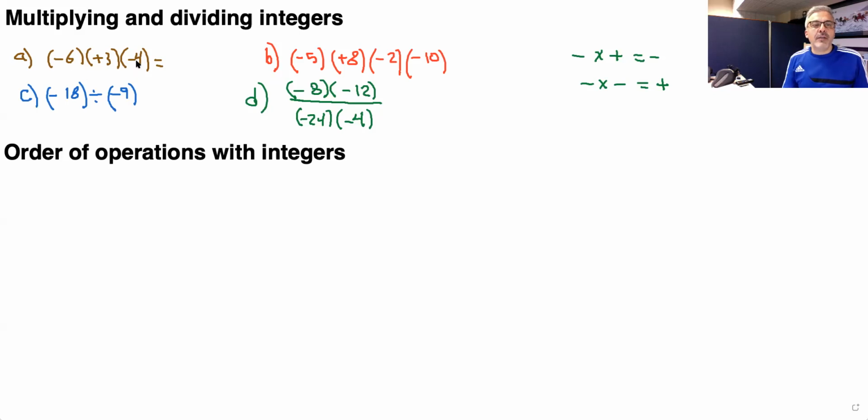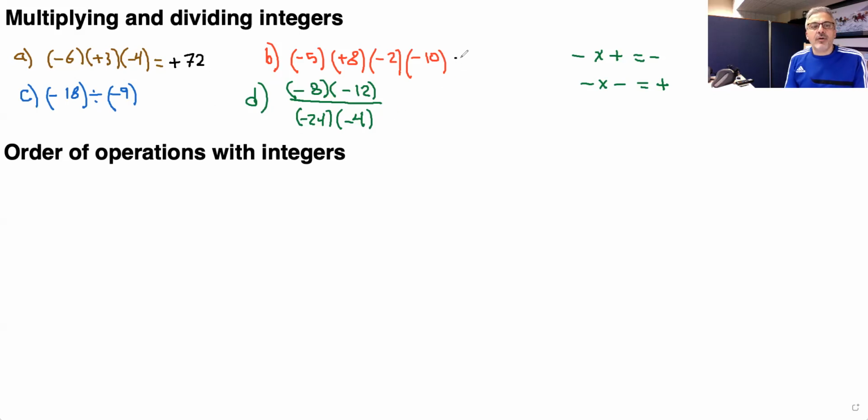So here, if we look at how many negatives we have, 1, 2. So that's an even number of negatives. So your answer should be positive. And then you just multiply the numbers. 4 times 3 is 12. 12 times 6 is 72. So that's your answer.